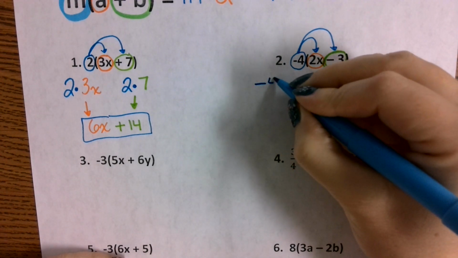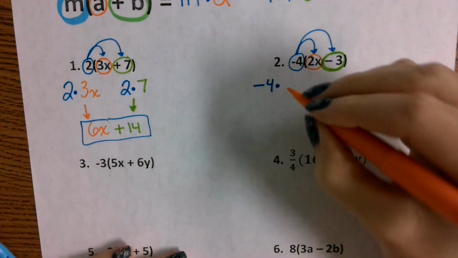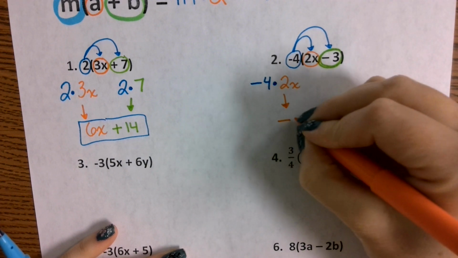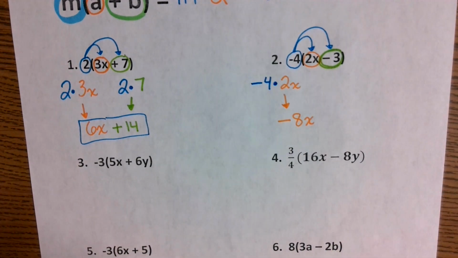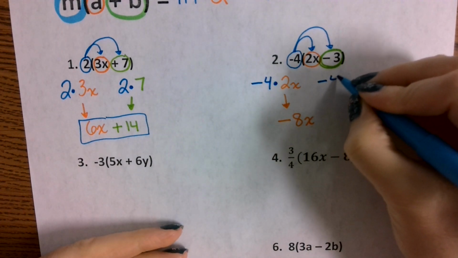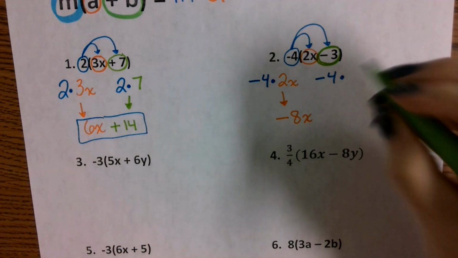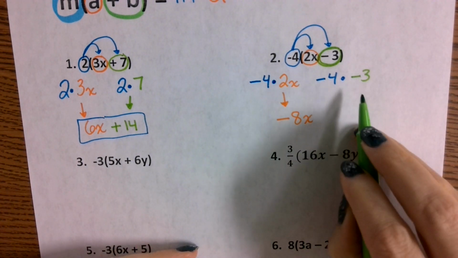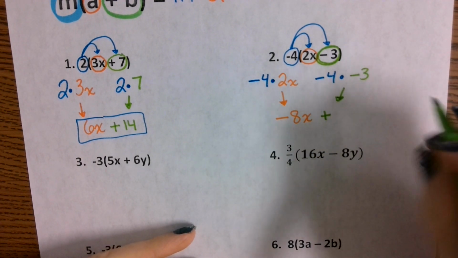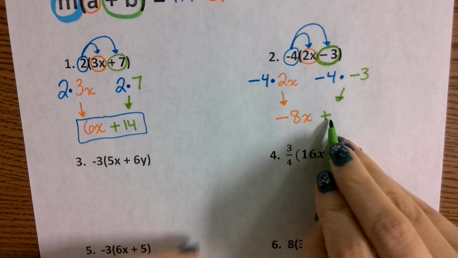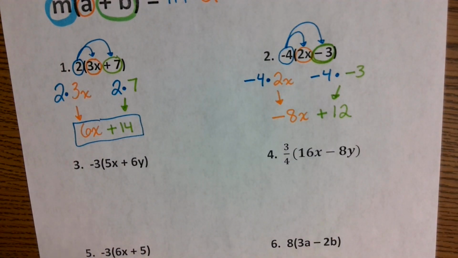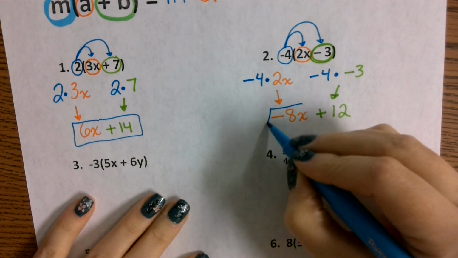So that means I'm multiplying negative 4 times positive 2x. That's going to come out to being negative 8x. And then I'm going to multiply negative 4 times negative 3. And make note that that subtraction problem now becomes an addition problem because negative times negative is positive, and 4 times 3 is 12. So we get negative 8x plus 12 as our final answer.